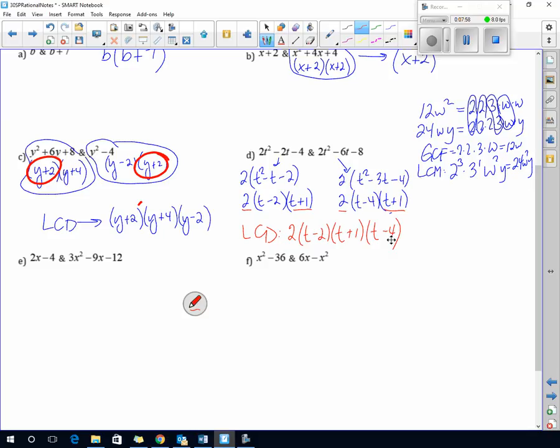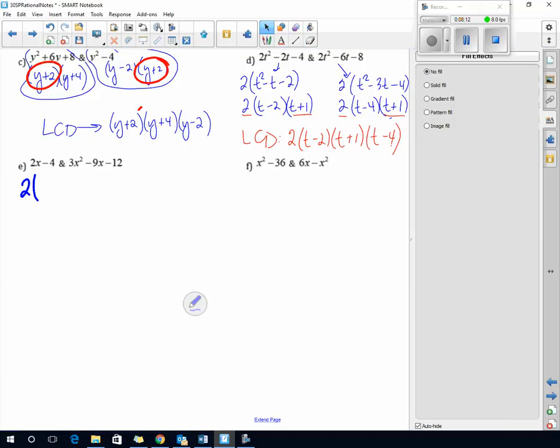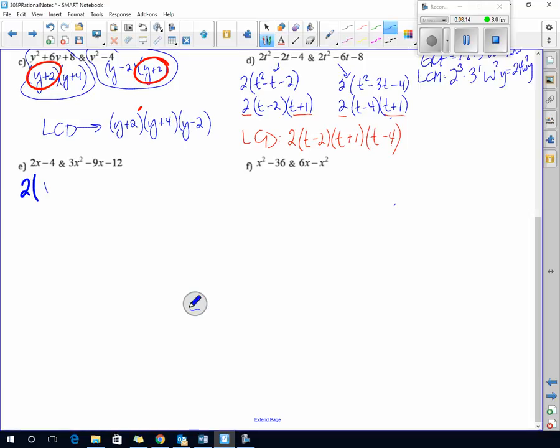So this factors a 2 out. Oh, that's a little too large. And I'm left with x minus 2. This is a 3x squared minus 3x minus 4. 3x minus 4, x plus 1. There is nothing common, so they all get multiplied together. Some people forgot to multiply the 2 times 3. So the LCD would be 6, x minus 2, x minus 4, x plus 1. Yes?